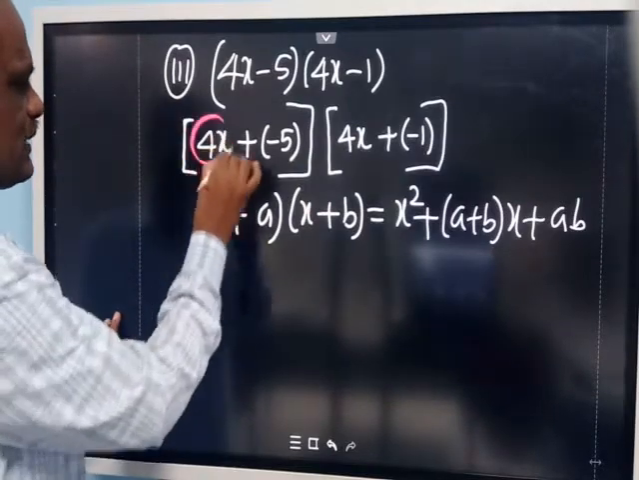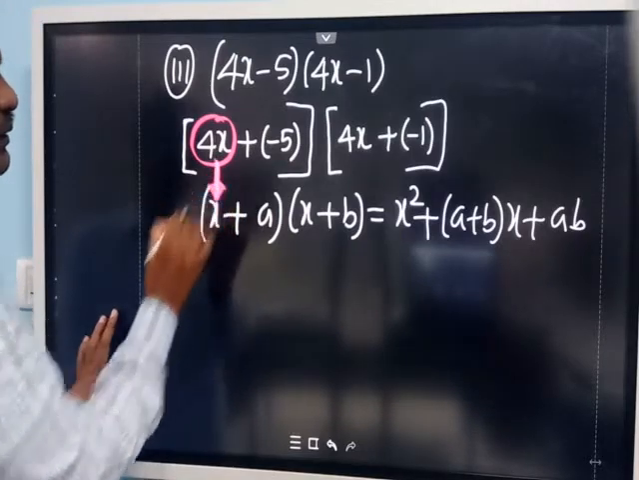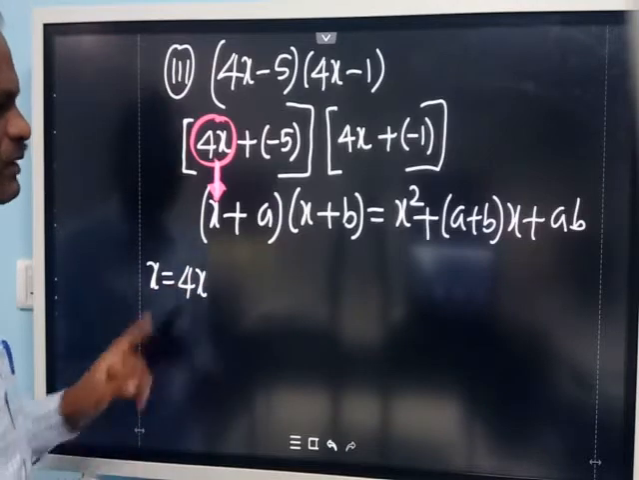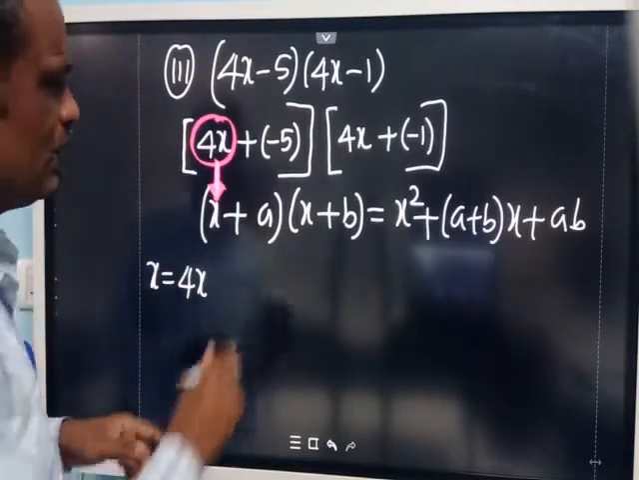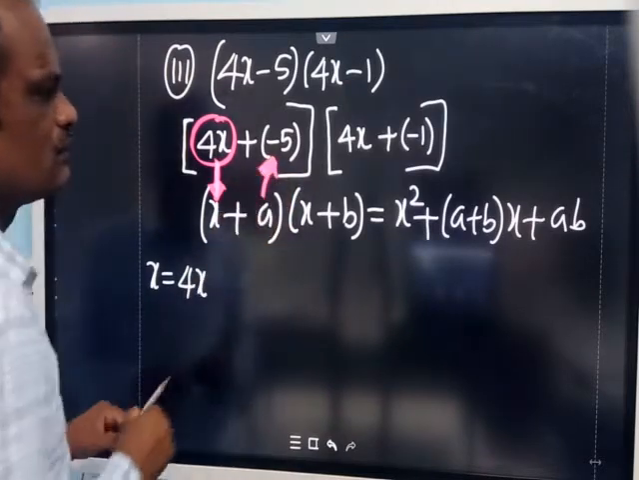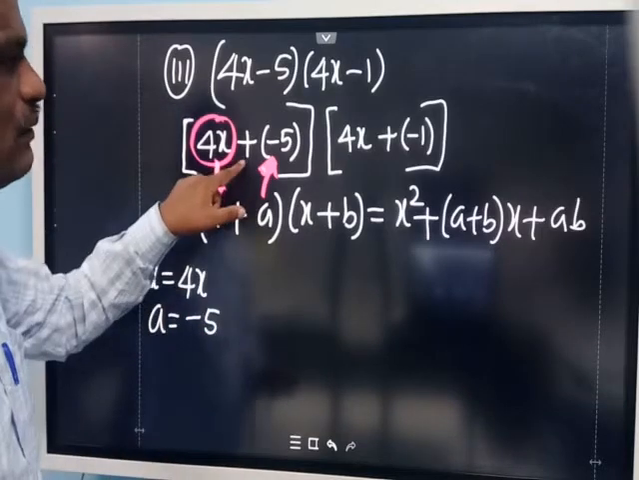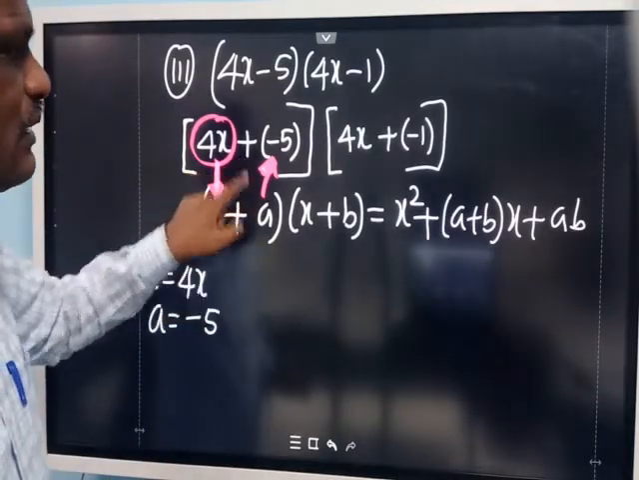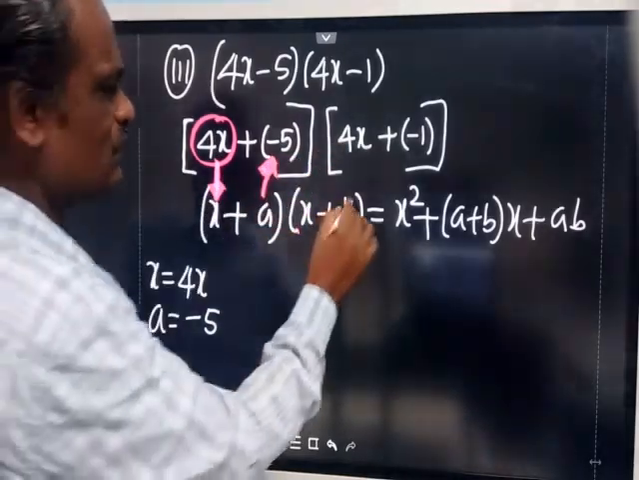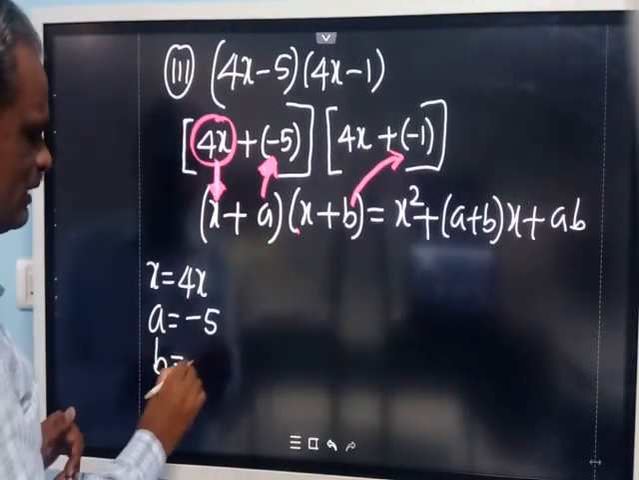Look at this 4x. In place of x, what are we having? 4x. So in place of x you have to write 4x. Wherever you find x you have to write 4x. And in place of a, what do we have? Minus 5. Plus is here, here also it is there. Again x with 4x. What is the value of b? B value is equal to minus 1.